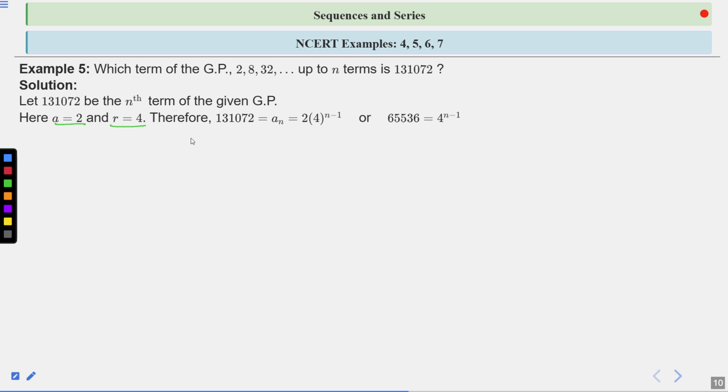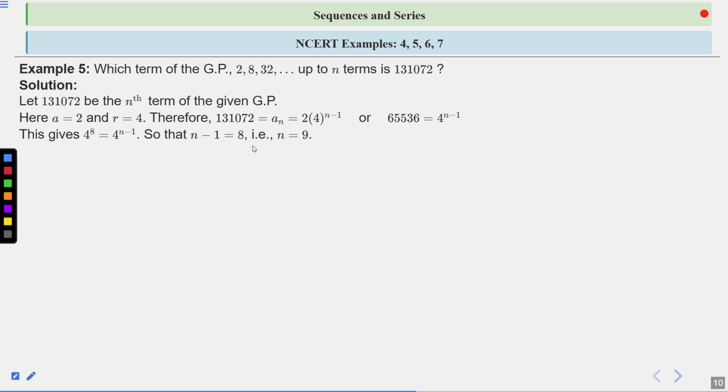Therefore, using the nth term formula, an is simply the first term a times common ratio raised to n minus 1. Here we assume that this is some nth position term. So 1,31,072 is going to be equal to 2 times 4 raised to n minus 1. Just divide by 2 on both sides, and our equation becomes 65,536, which equals 4 raised to n minus 1.